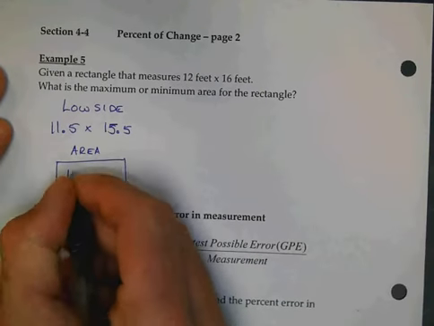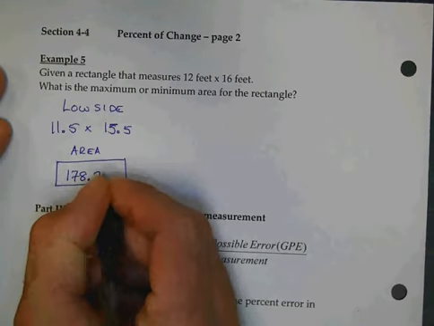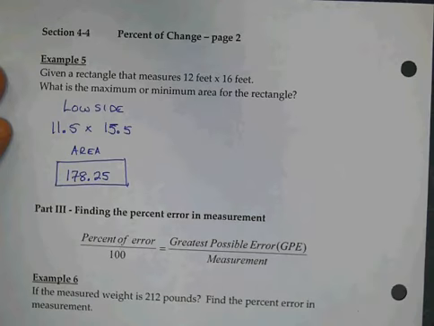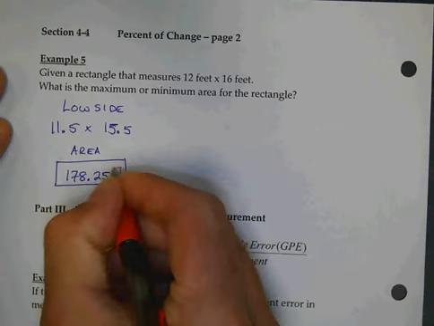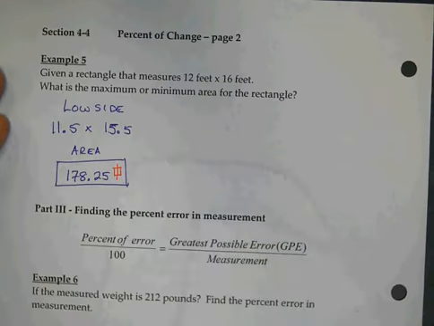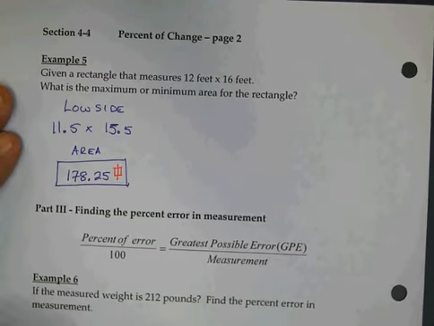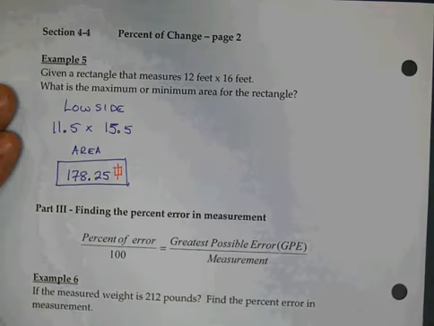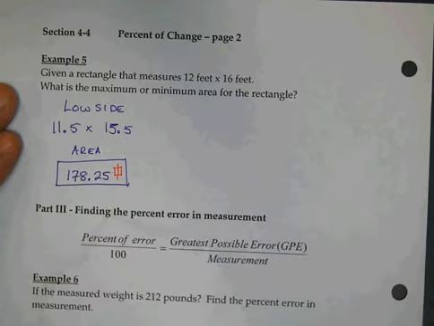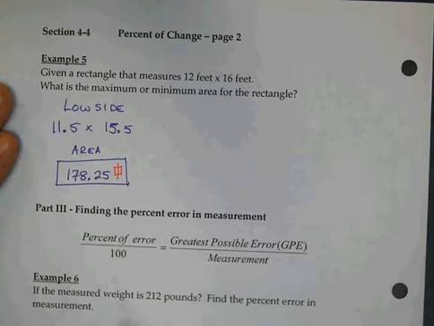I get 178.25. Little new symbol for you. Have you ever seen this? A square with a line through it. It's another symbol for square feet. Instead of putting the letters for square feet, you could just do a little box with a line through it. 178.25 on the low side.